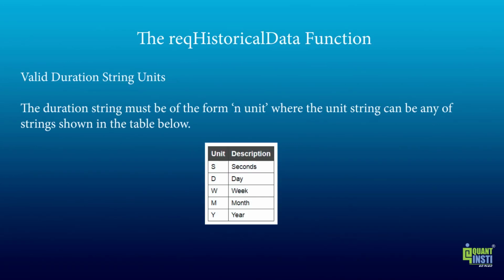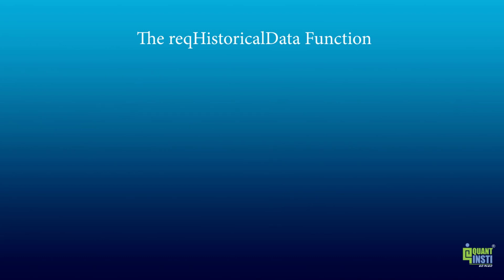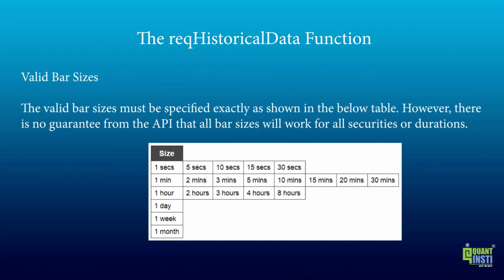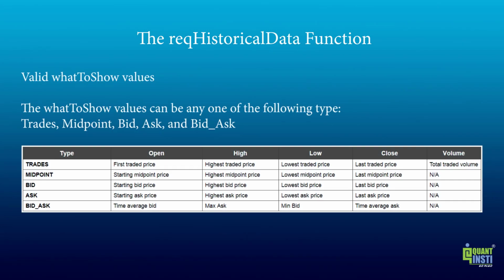Valid duration string units. The duration string must be of the form n-unit, where the unit string can be any of the strings shown in the table below. Valid bar sizes. The valid bar size must be specified exactly as shown in the table below. However, there is no guarantee from the API that each will work for all securities or durations. Valid what-to-show values. The what-to-show values can be any one of the following types: trades, midpoint, bid, ask, and bid_ask.